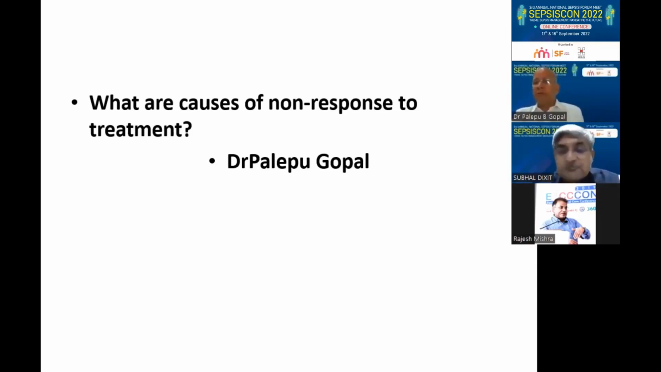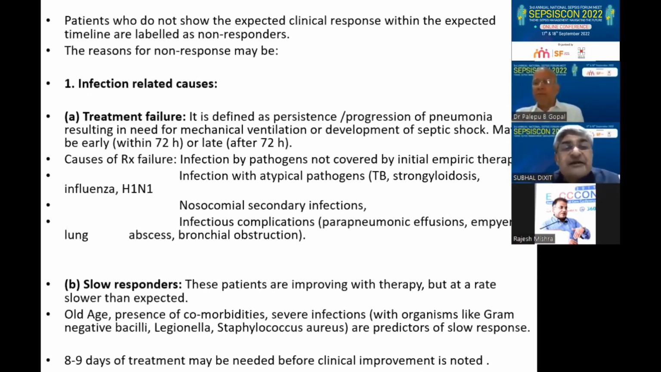Yes, thank you, Dr. Gopal, for the excellent coverage of the entire causes. Treatment failure is usually defined as a persistence or a progression of pneumonia resulting in the need for ventilation or development of septic shock. And sometimes it may be as early as within 72 hours or late after 72 hours. And the causes, as you said, are that the pathogens are not covered by the initial antibiotics, or they are atypical pathogens, sometimes H1N1 or tuberculosis, secondary nosocomial infections which occur, or infectious complications could occur because of parapneumonic effusions or lung abscess or even empyemas.